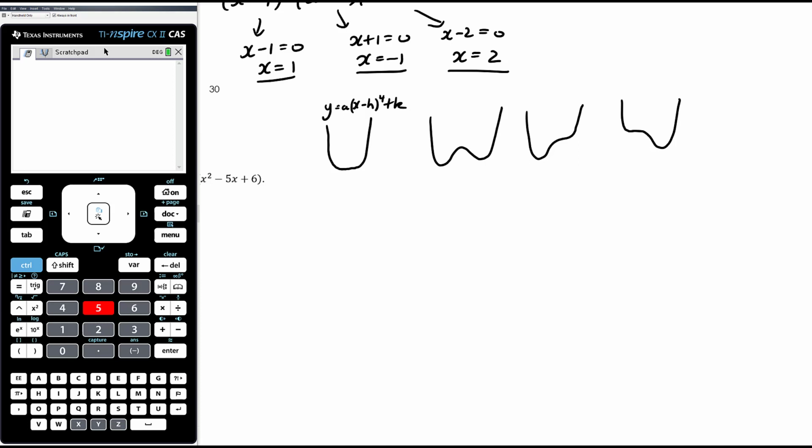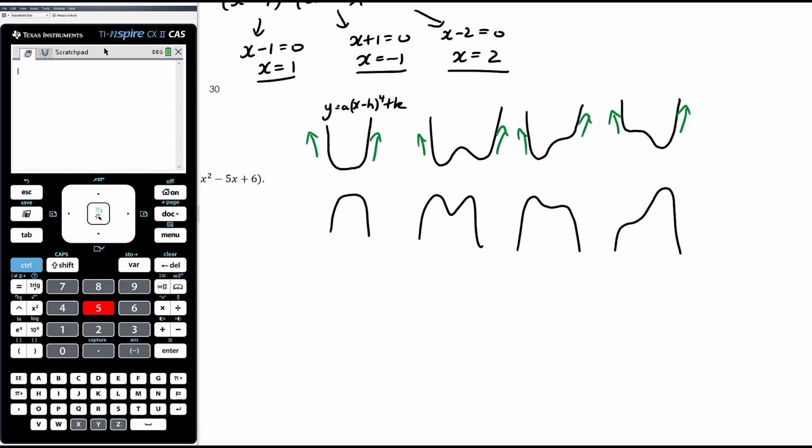Now all of these are positive quartics. That is, they have positive x to the power of 4. And they start up and finish up. If we have negative quartics, they go this way. And they start down and finish down. Same as what happens with a parabola. Okay. Happy parabola starts up, finishes up. Sad parabola starts down, finishes down. Sorry, I meant to draw that in green.